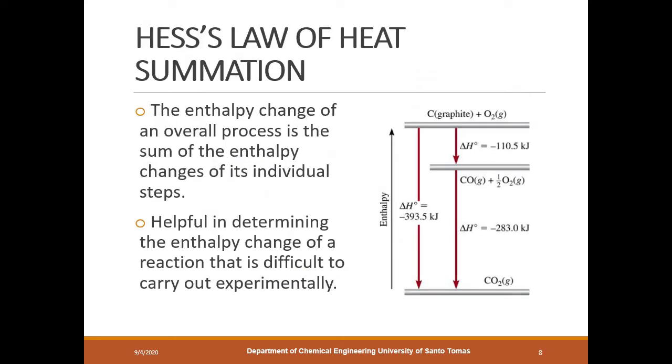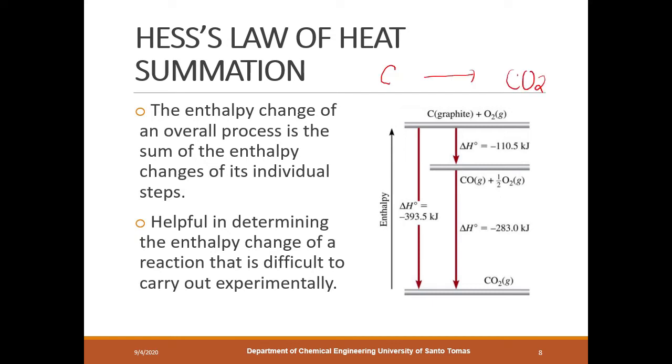Now, moving forward, we have Hess's law of heat summation. According to the law, the enthalpy change of an overall process is the sum of the enthalpy changes of its individual steps. To illustrate the overall process and individual steps, let us consider this system for the conversion of carbon to carbon dioxide.